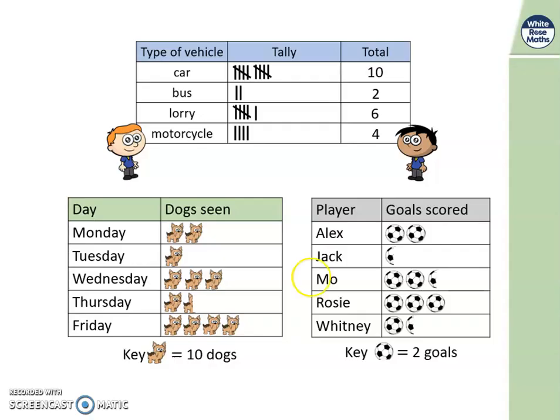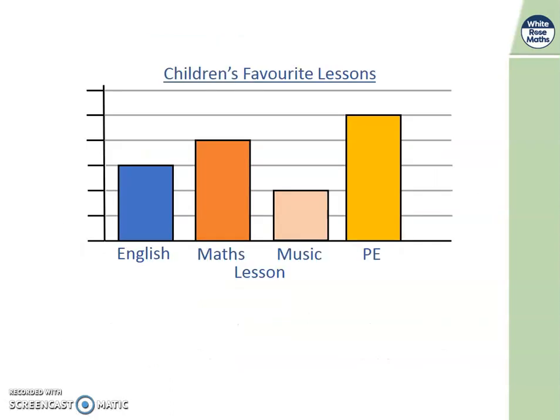Let's learn. In previous lessons last week, we looked at tally charts and we've looked at pictograms. Here we've got children's favourite lessons. Got English, Maths, Music and PE. What information can we see about it? What do you notice?